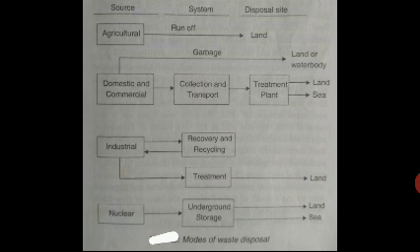The third source is industrial waste. Industrial waste will be recycled and recovered. With this system, the quantity of the industrial waste can be reduced. Then this will be sent to the treatment plant, and after treatment the output material will be sent to a disposal site on land.